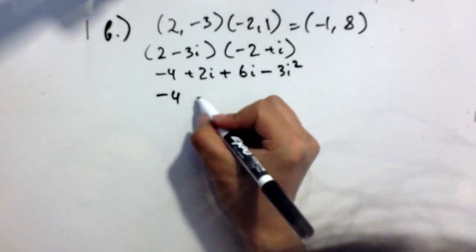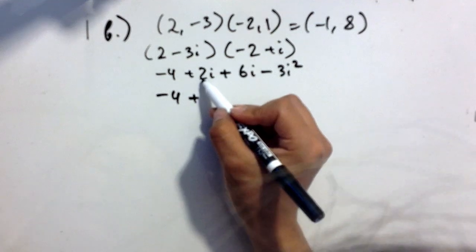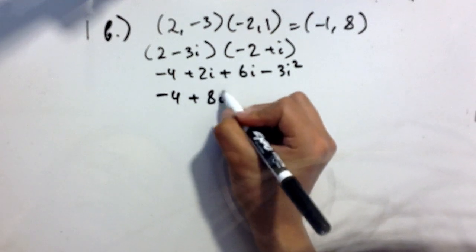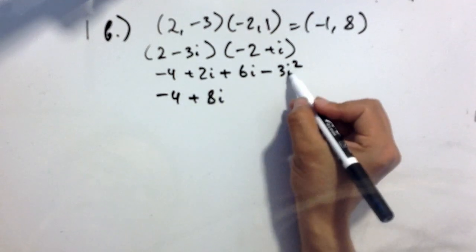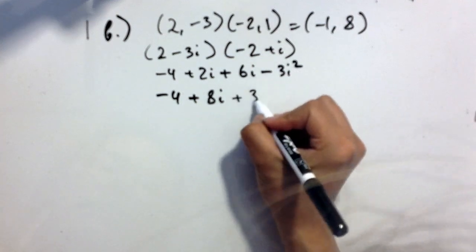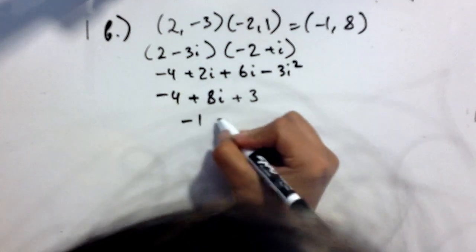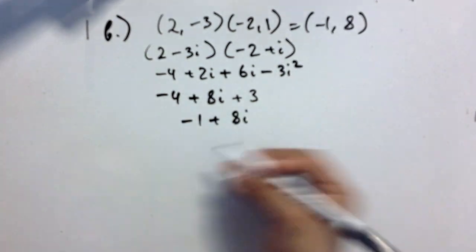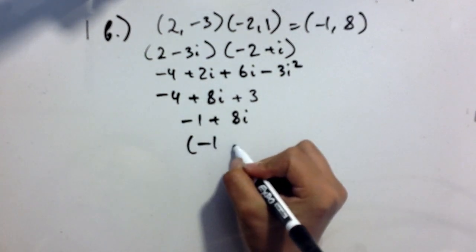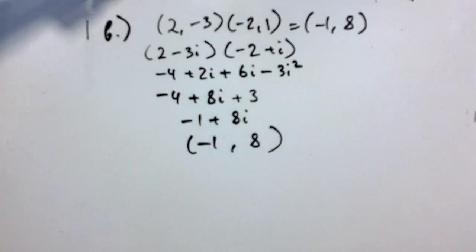Simplifying this equation a bit, I group these two terms together to get 8i, and since i squared is minus 1, I'll have here plus 3. This in turn becomes minus 1, 8i, and writing it in coordinate form gives us minus 1, 8, which is exactly what we wanted.